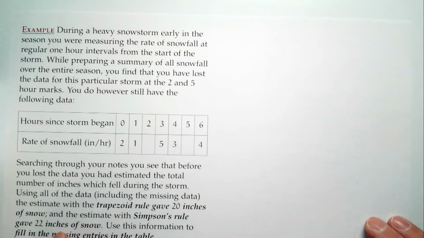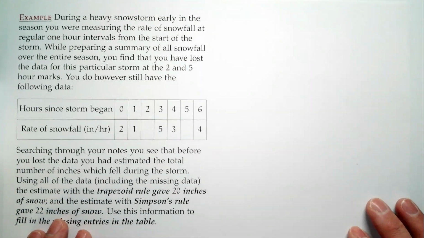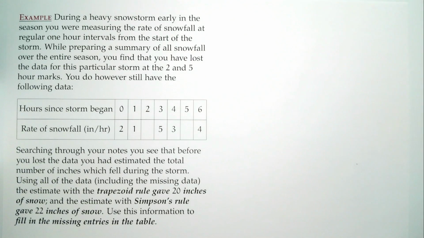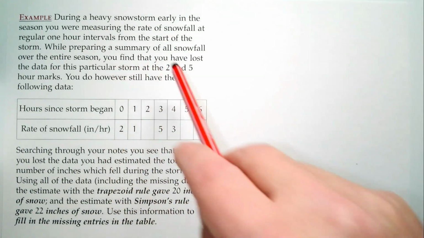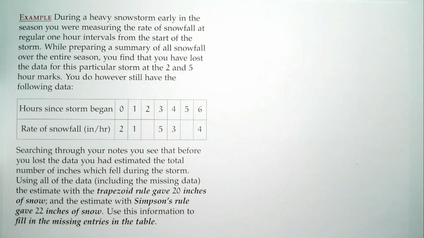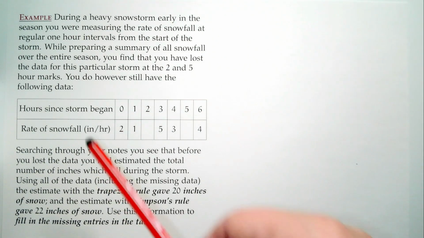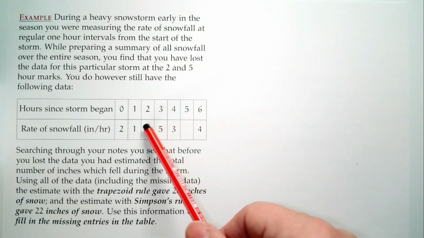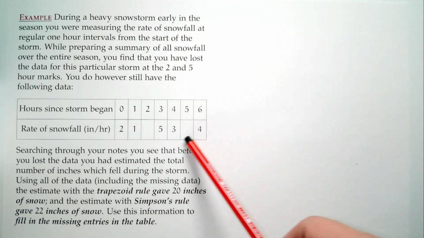This came from the exam from last spring. Whoa, should be a good problem. So during a heavy snowstorm early in the season, and last year there were a lot of snowstorms, so this year, not so much. You're measuring the rate of snowfall at regular 1-hour intervals from the start of the storm. While preparing a summary of all snowfall over the entire season, you find that you have lost some data for this particular storm at the 2 and 5 hour mark. See, there are these holes right here.